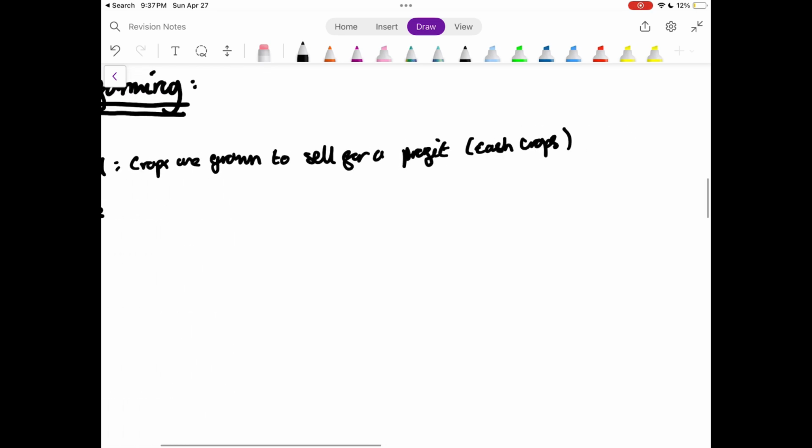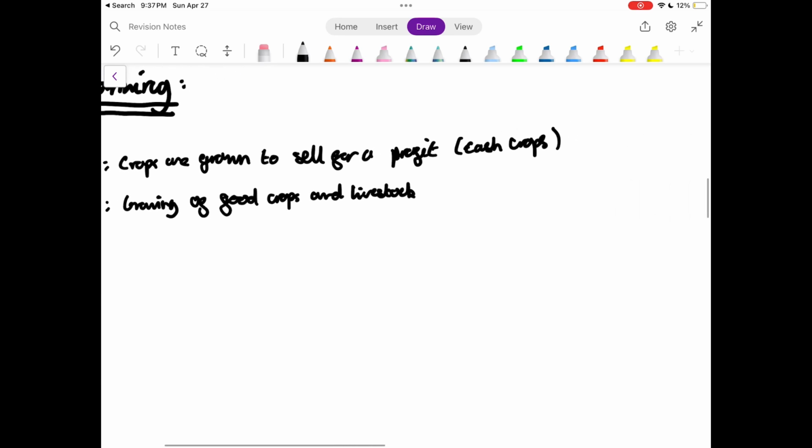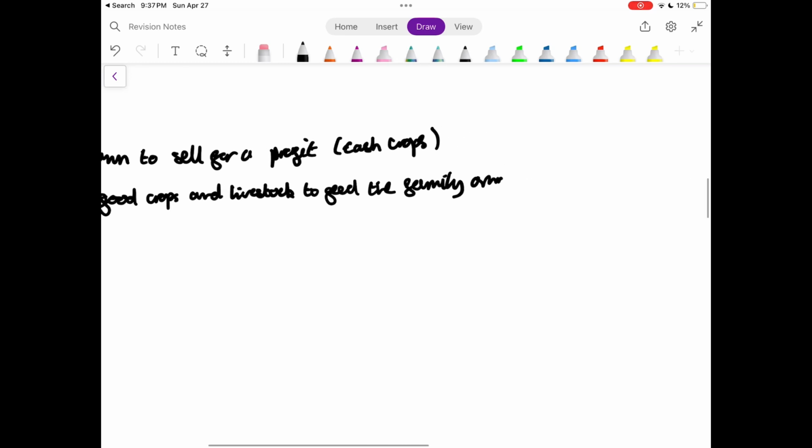Next is subsistence, and basically what subsistence is the growing of food crops and livestock to feed the family owning the farm.